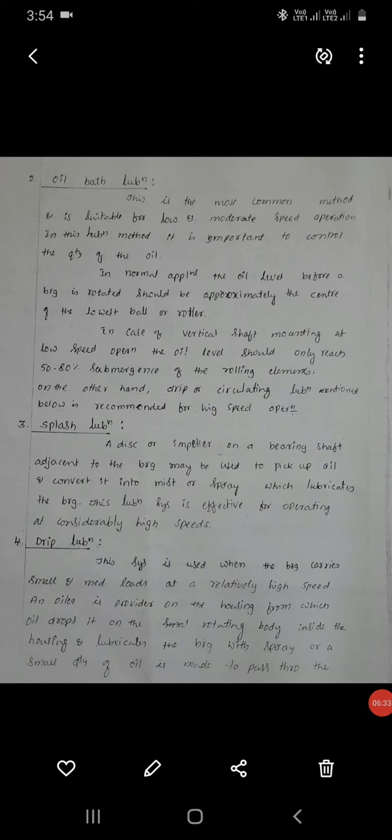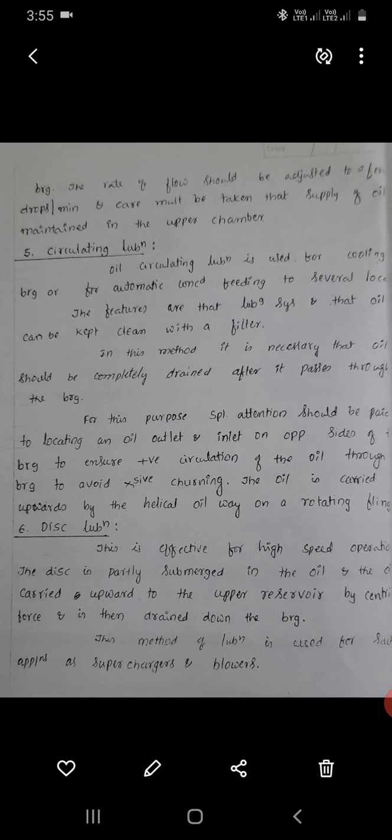Fourth one, drip lubrication. This system is used when the bearing carries small or medium loads at ultra high speeds. The oiler is provided on the housing, from which the oil drops onto the bearing. A small quantity of oil is made to pass through the bearing, and the rate of flow should be adjusted to a few drops per minute. Care must be taken that the supply of oil is maintained in the upper chamber.